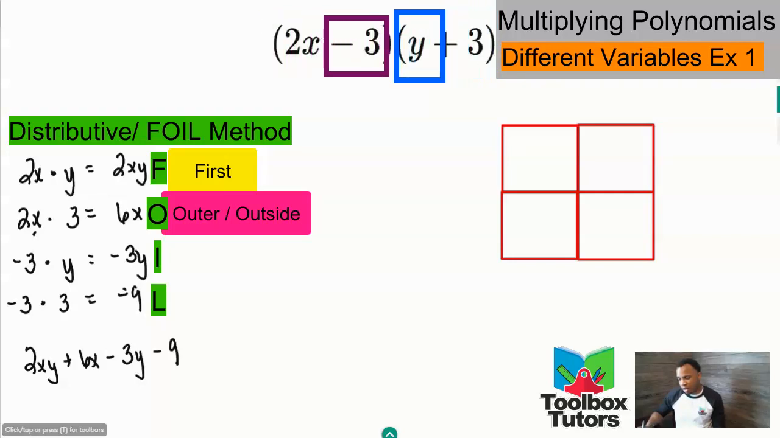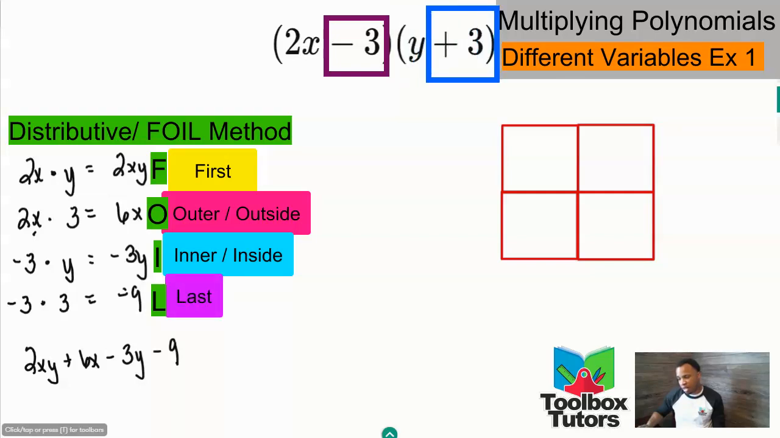Next, we have inner, meaning we'll multiply the two inside terms, which in this case is negative 3 times y. And L is last, meaning we'll multiply the last two terms in each parentheses, which would be negative 3 and positive 3. Whichever way you decide to remember this, whether it's FOIL or just distributing each term from the first parentheses to each term in the second parentheses, you'll still come out with the same thing.